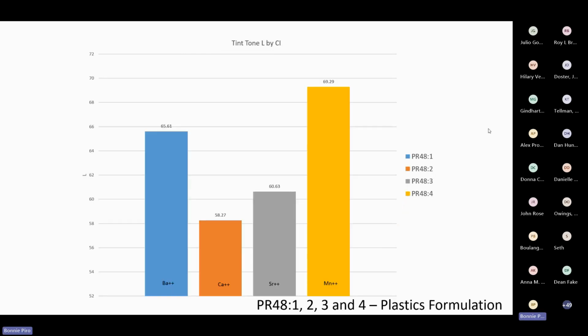If we take a look at the tint tone L value, a measure of the strength, in here we also see where the 48.1 and the 48.4 are less strong than the 2 and the 3 in this particular formulation, which signifies that there's a little less dispersibility of these two entities in this particular plastics formulation because the strength is not developing as much.